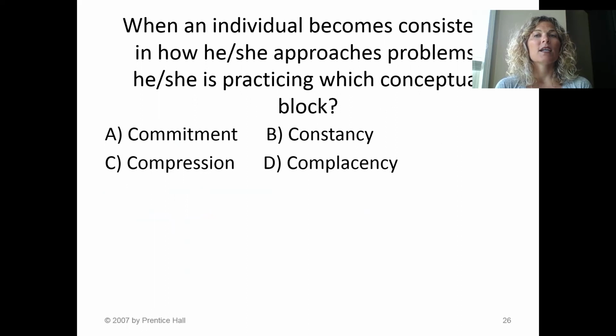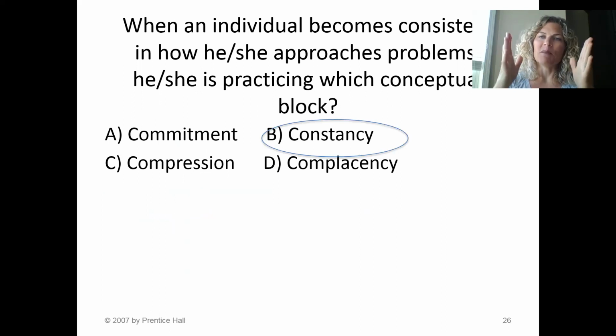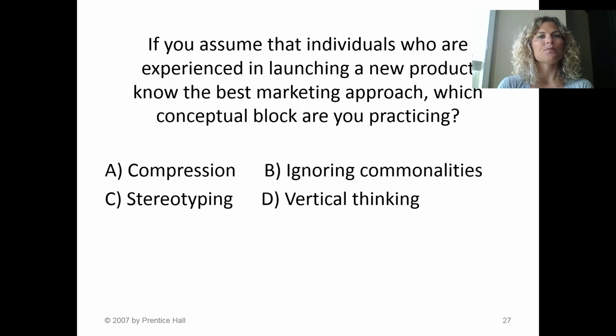When an individual becomes consistent in how he or she approaches problems, he or she is practicing which conceptual block? Right? So when an individual becomes consistent, that is a key word in this particular problem. So the answer to this one is B, constancy. So that was the first block that we talked about, that vertical thinker. I come up with this idea, or I come up with this problem, and I really try to make it work, and I'm not willing to think of different options out there. All right, so that's that idea of constancy.